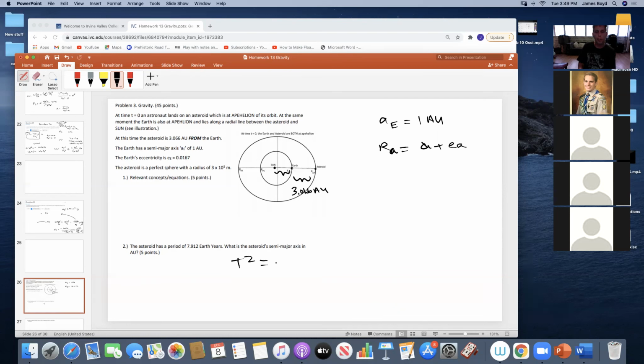So can we use T squared over A cubed, or do we have to use T squared is 4 pi squared over GM A cubed? Well, T is in Earth years already, and we know we're orbiting the sun, so we can use this. So A is the third root of T squared, or the third root of 7.912 times 7.912. And that will give it to you in AU. And then third root on your calculator is usually under the math menu.